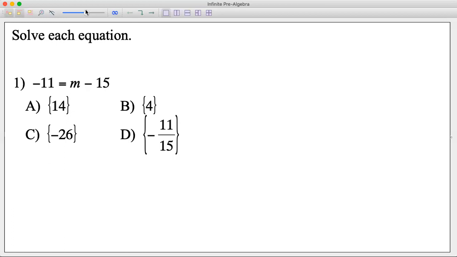Now, a couple of these are some ugly answers here, but remember, you can always throw the answers in to see if it works. Negative 26. Negative 26 minus 15, same signs, add, not negative 11. 14 minus 15 is negative 1. Well, that didn't work, not negative 11.